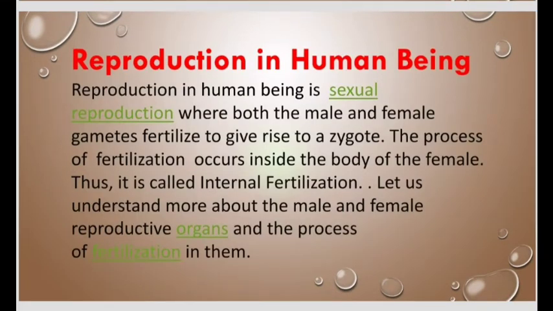Reproduction in human beings. Reproduction in human beings is sexual reproduction, where both the male and female gametes fertilize to give rise to a zygote. The process of fertilization occurs inside the body of the female, thus it is called internal fertilization. Let us understand more about the male and female reproductive organs and the process of fertilization in them.